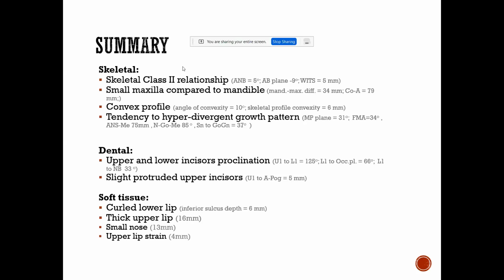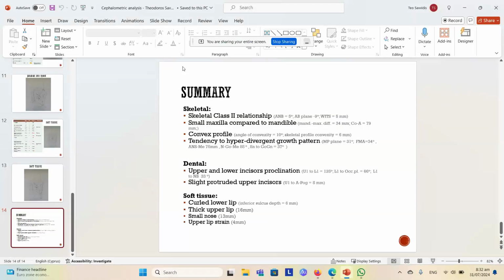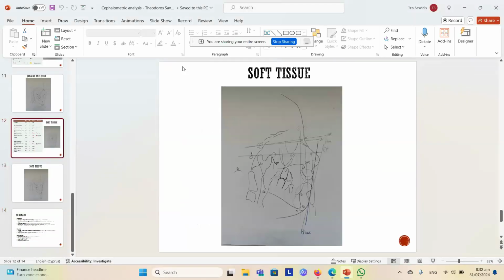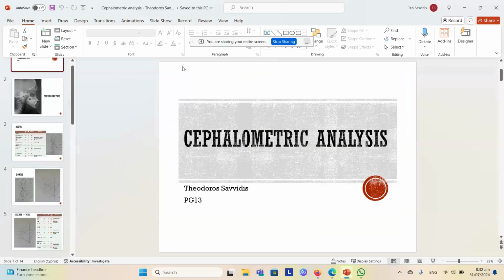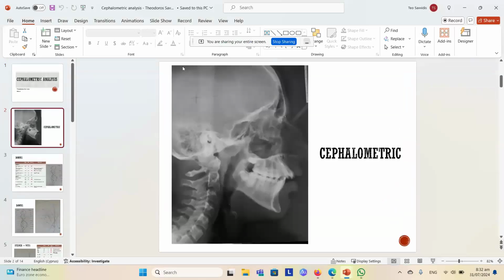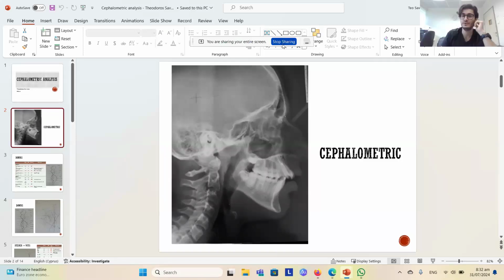Does anyone have a question regarding this case? I think everything is clear here. Just the issue that McNamara doesn't match, but we explained it already. Okay, thank you.